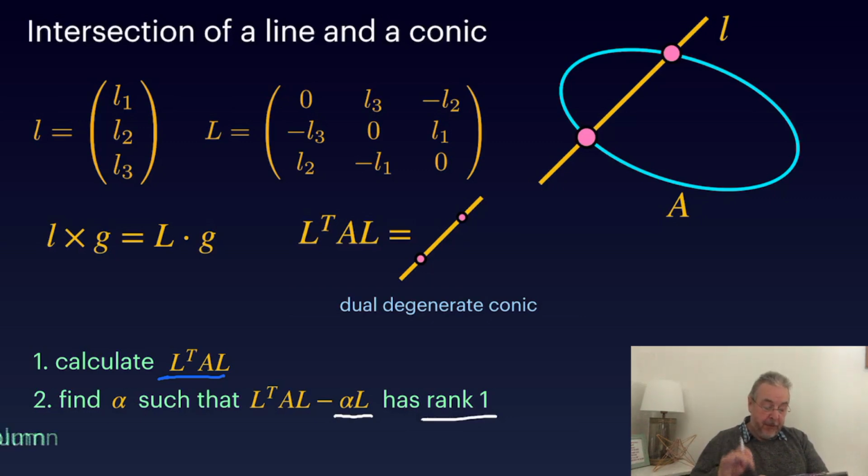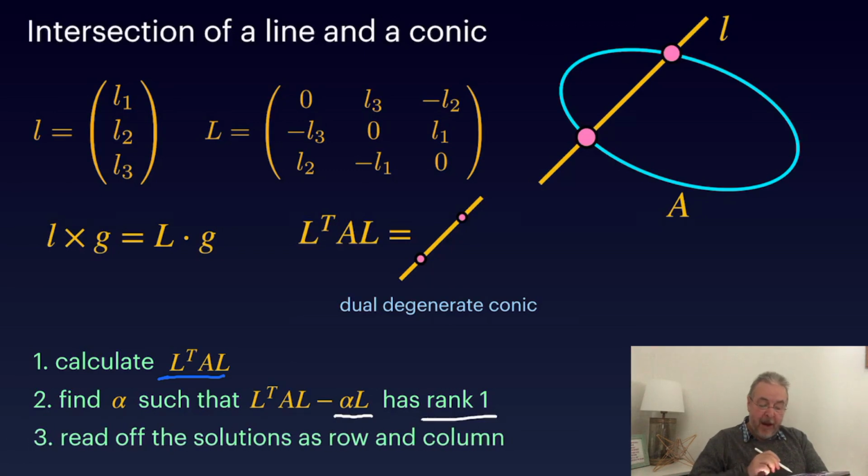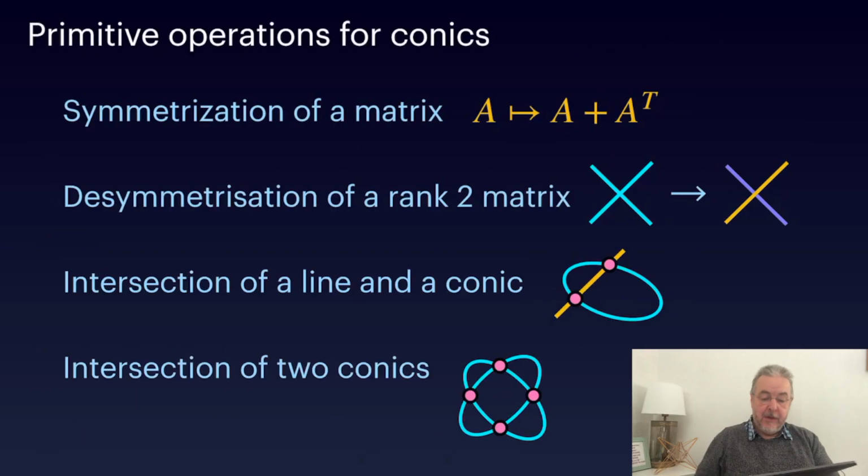And then we can simply split the matrix and we can simply read off the solutions as a non-zero row and a non-zero column of the split matrix. So now we know how to calculate the intersection of line and conic. You could also try to calculate the intersection by solving a quadratic equation. But I promise you, the equations will become more complicated than what we did here. So much about intersecting a line and a conic.